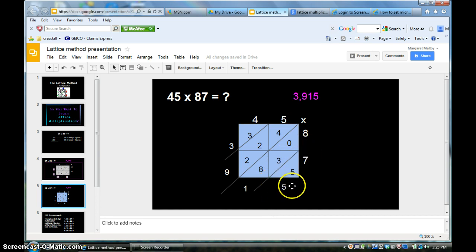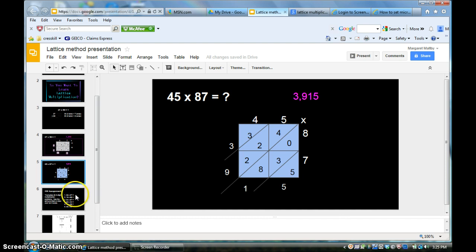As we add each diagonal row, we see that 5 and nothing is 5. 0 plus 3 plus 8 is 11. Writing down the ones place and bringing up the tens. 1 plus 4 would give us 5, plus 2 is 7, plus 2 is 9, and then 3 plus nothing is 3. Our answer: 3,000 in the thousands place, 900 in the hundreds place, 10 in the tens place, and 5. 3,915. Moving right along.